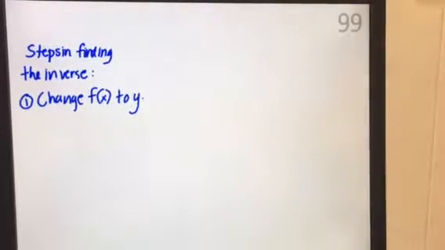Let's say you're given a rational function. f of x equals 2x plus 1 over 1 minus 3x.